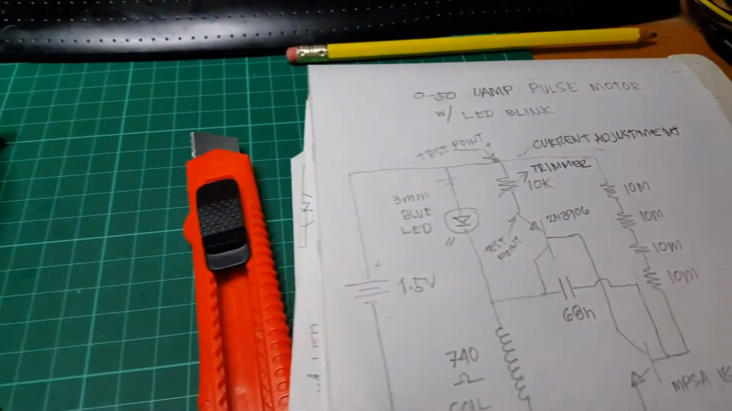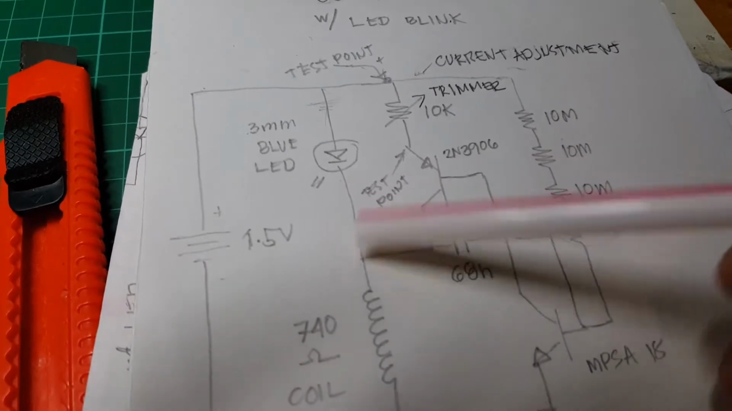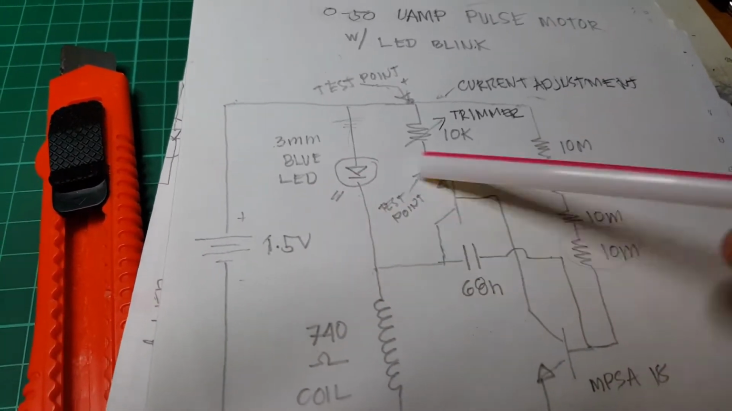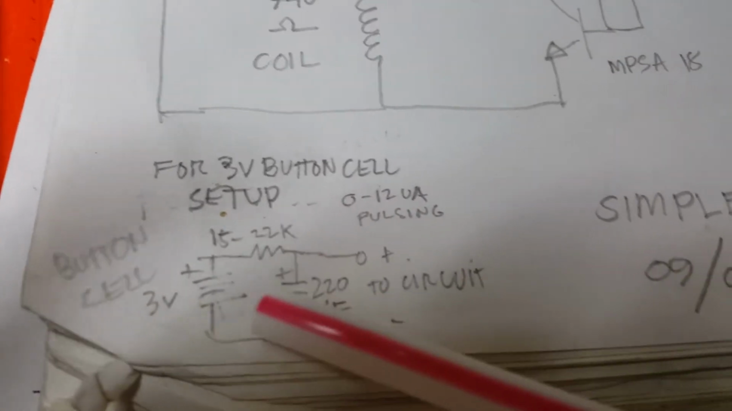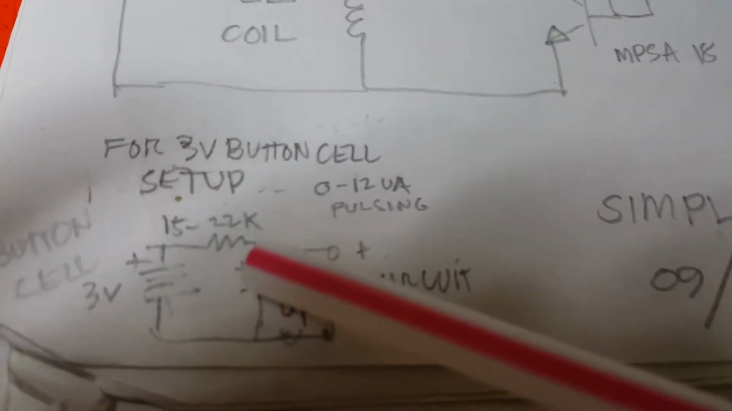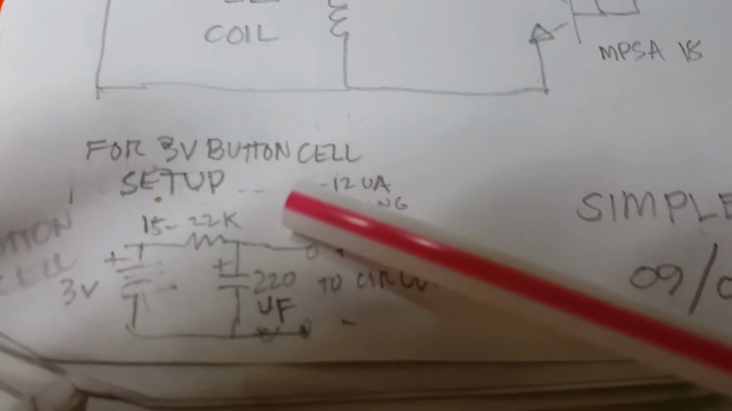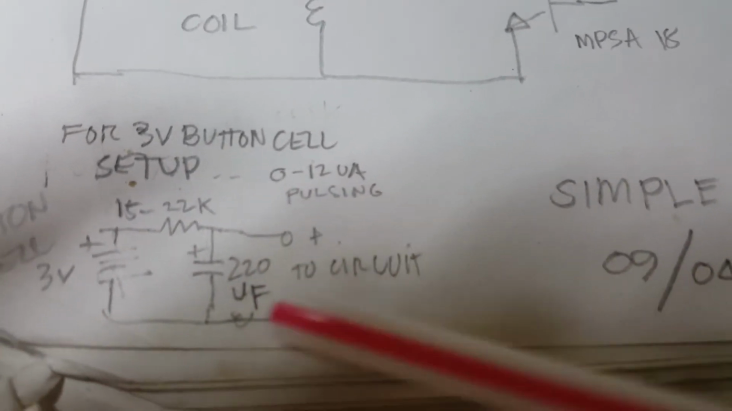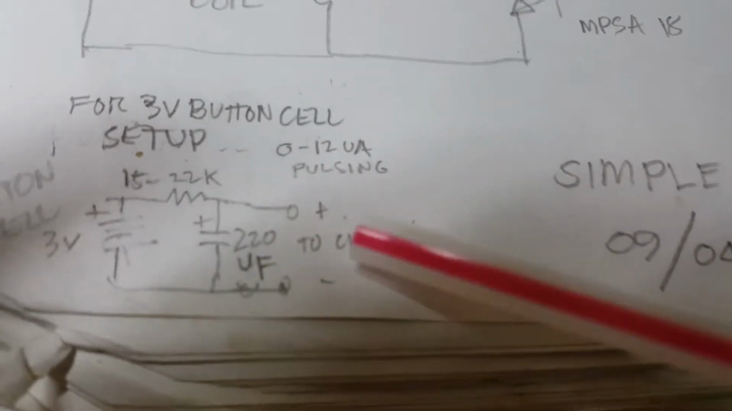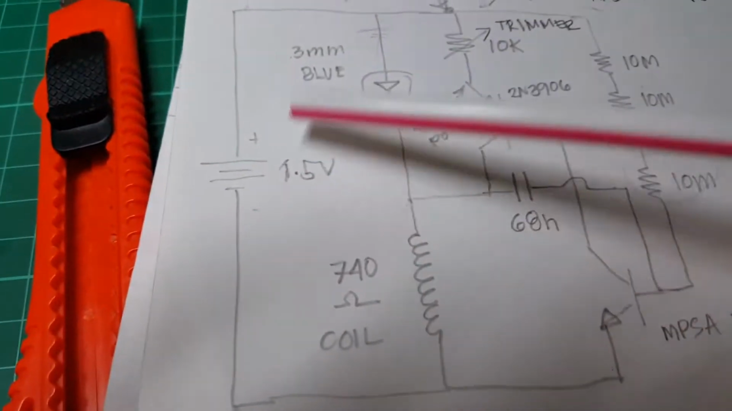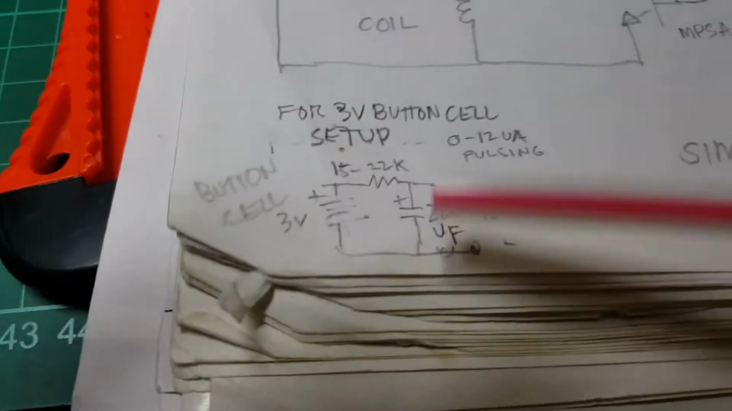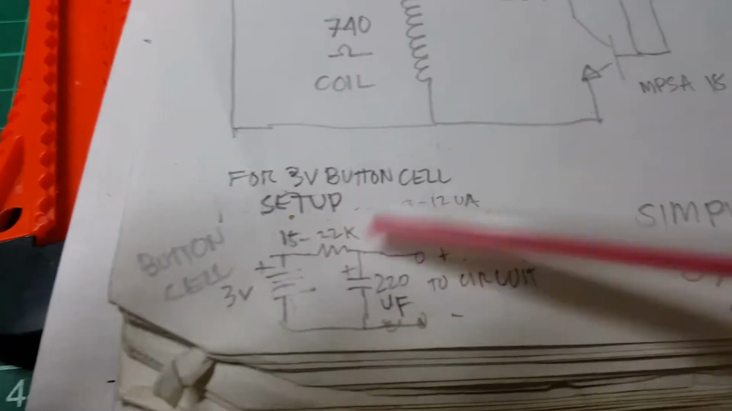And if you want to use a 3 volt, this is only 1.5 volts running. But if you want to use 3 volt, you may add in series about 22k and 220 microfarad capacitor and then goes to the circuit. But I'm still using 1.5. I just want to show you if you want to use a 3 volt.